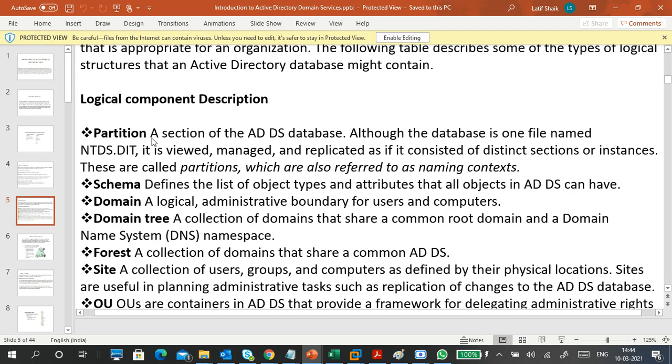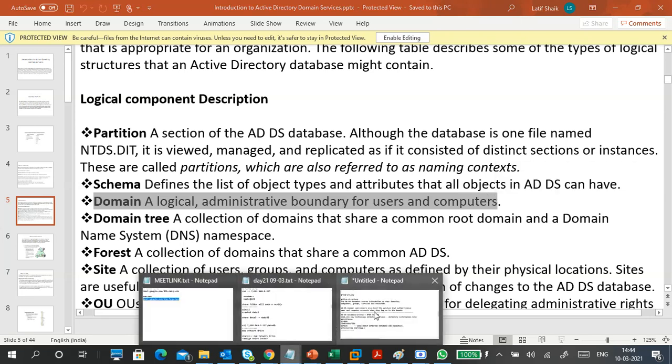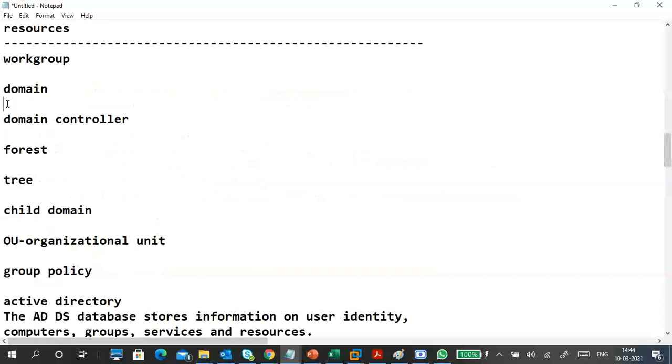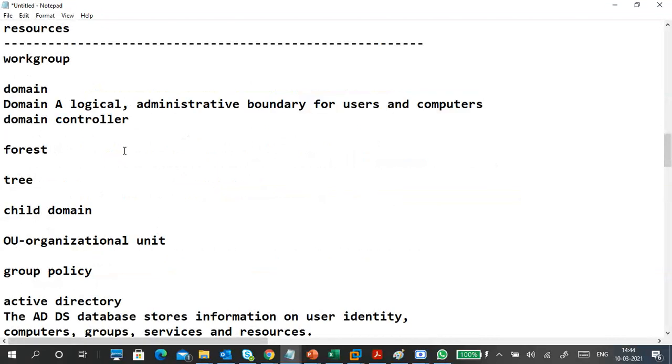So here are the definitions. What is schema? It defines the list of objects and attributes that all objects in the ADDS have. And what is a domain? A logical administrative boundary for users and computers. Again, what is a domain? A logical and administrative boundary for users and computers.